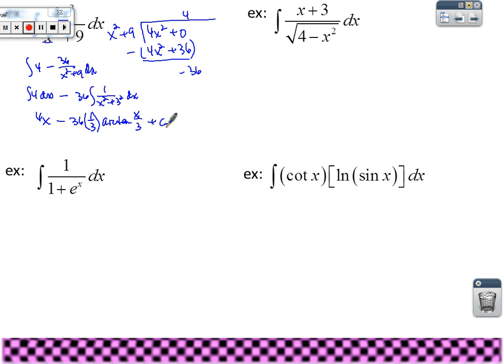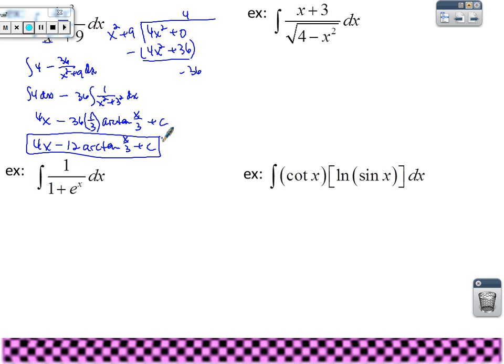So cleaning that up, we get 4x minus 12 arctan x over 3 plus c. Okay? Is that one okay? Any questions? Okay, let's take a look at the second one.